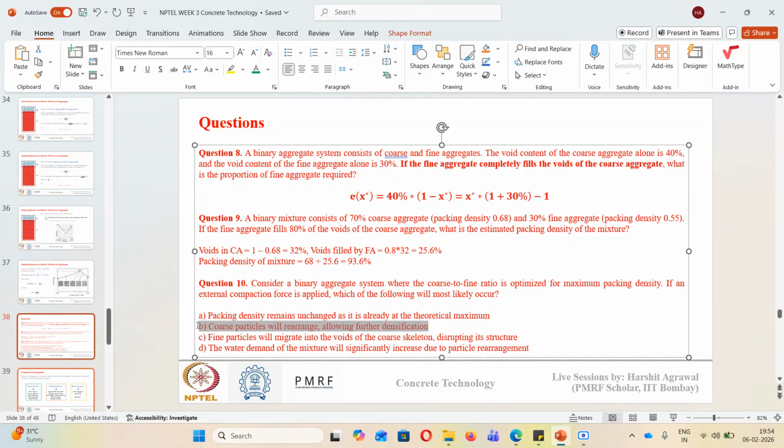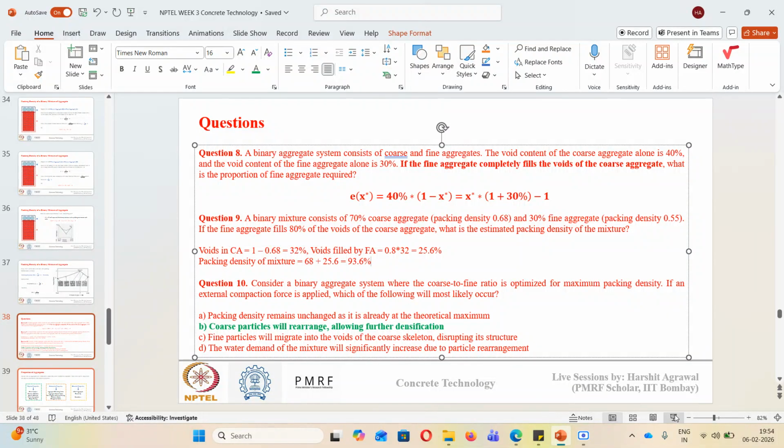Okay, the answer will be yes. So when I apply some compaction force on an already packed system, what will happen? Due to the force that I am applying, aggregates will still try to rearrange. And when they try to rearrange, it will further densify the aggregate.